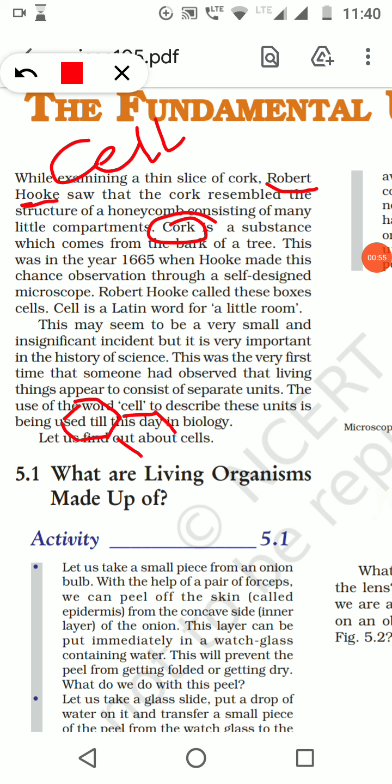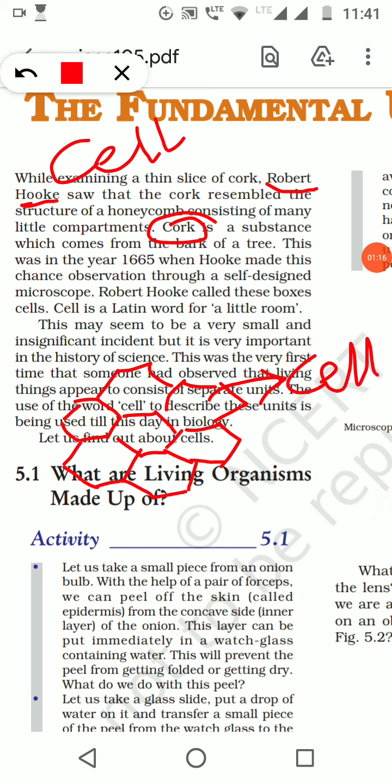This is how the honeycomb, it was just like a honeycomb. So this is how he saw the cells under the microscope. He called each unit a small room, and that is where the word cell came from.